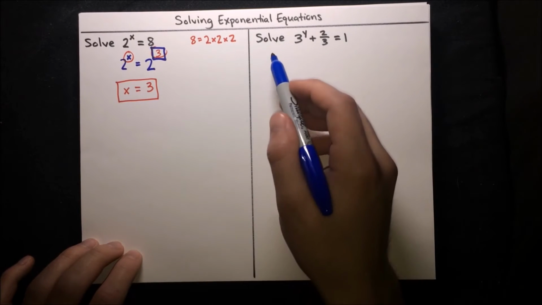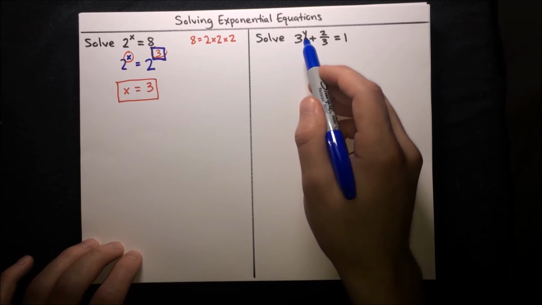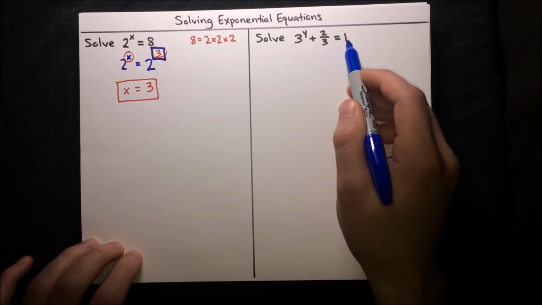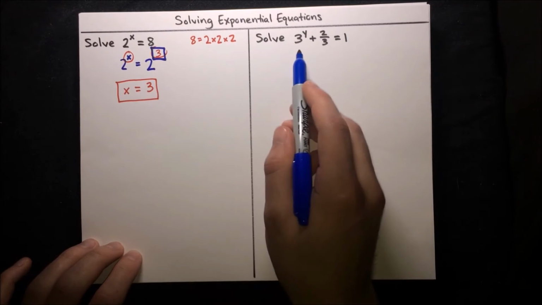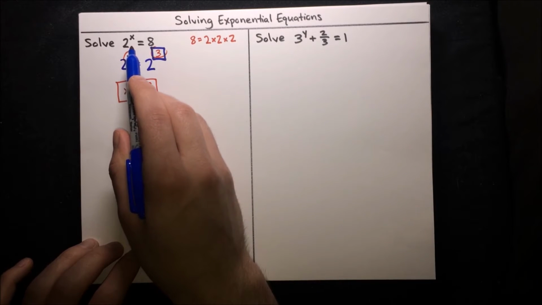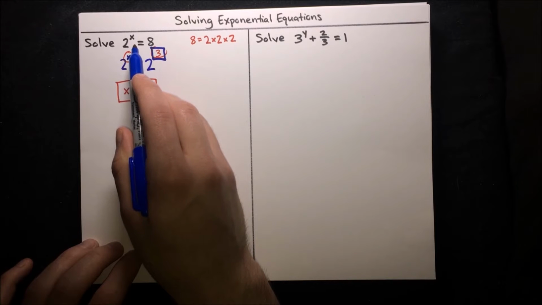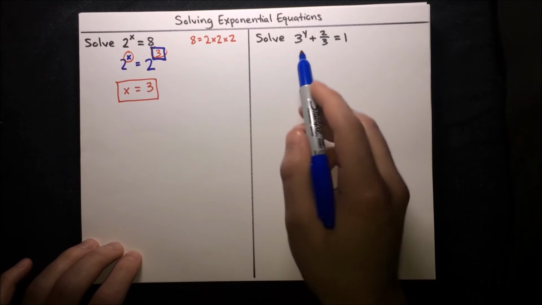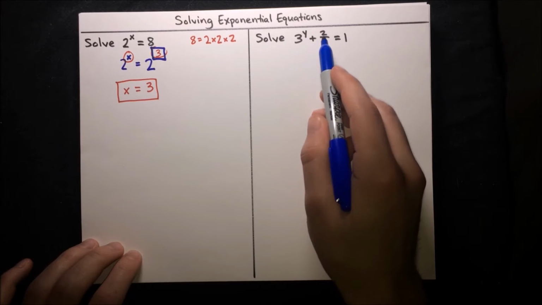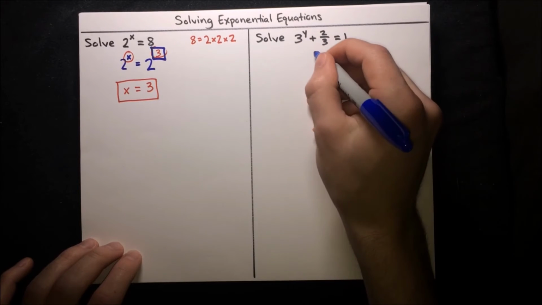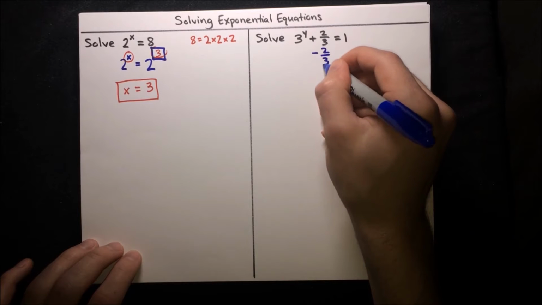Alright, on to the next problem. Solve 3 to the y plus 2/3 is equal to 1. This is going to be pretty similar to the previous problem. We actually want to get ourselves into the same situation where all we have on the left-hand side is that exponentiated expression. So all we want on the left-hand side is that 3 to the y. We want to get rid of that 2/3.